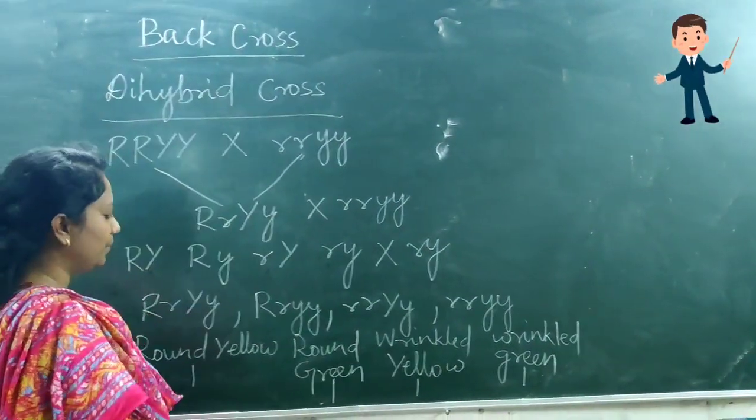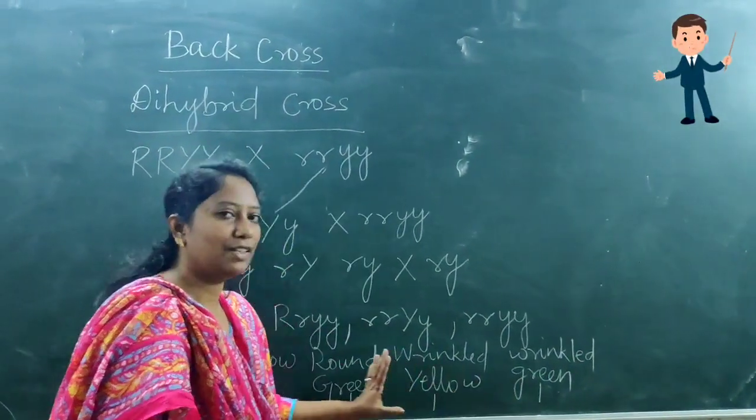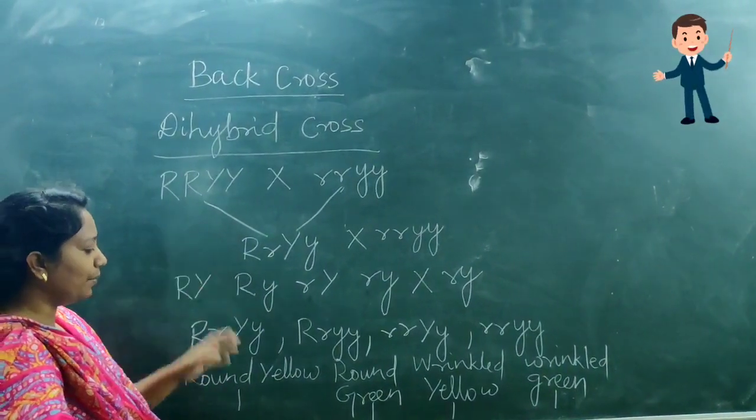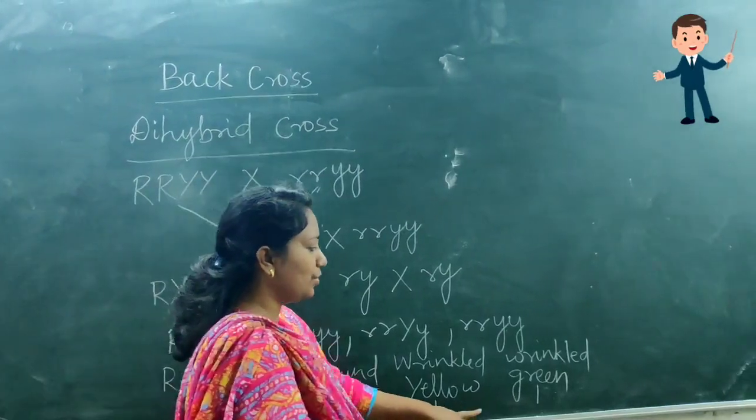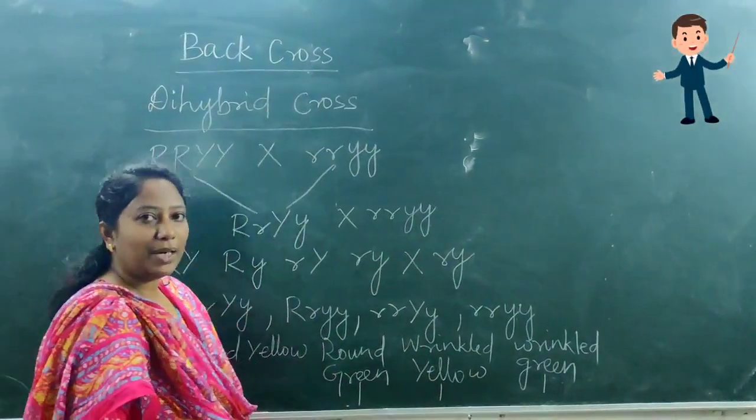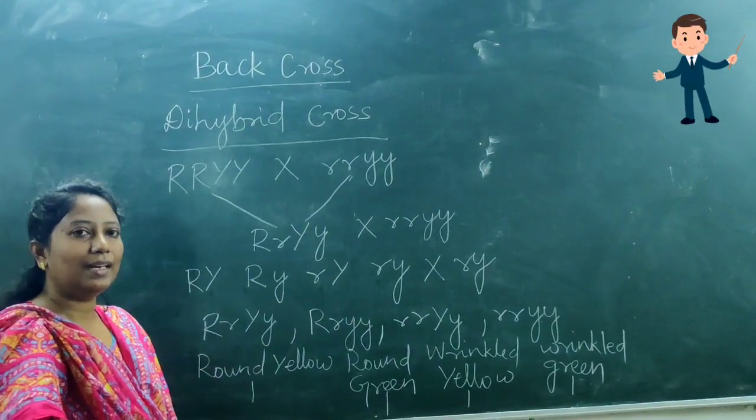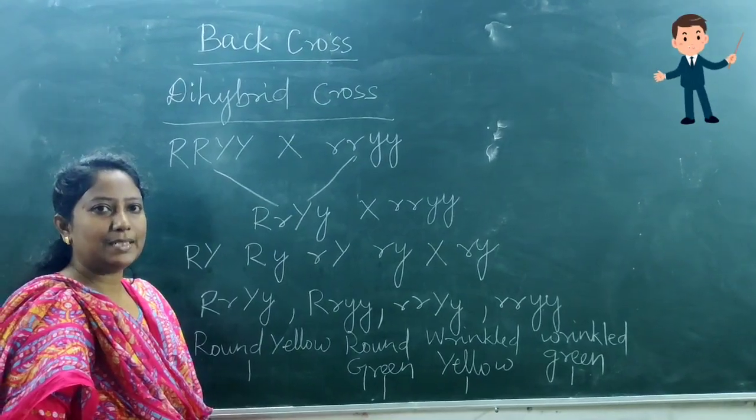So the ratio comes up to be 1:1:1:1. In case of monohybrid cross, we got the ratio 1:1. In case of dihybrid cross, we get the ratio to be 1:1:1:1. This was all about the back cross and the test cross. Next class we will deal another topic which is known as multiple allelism.